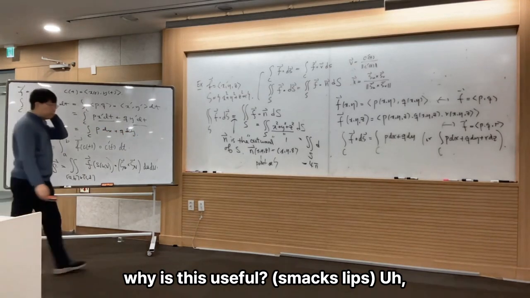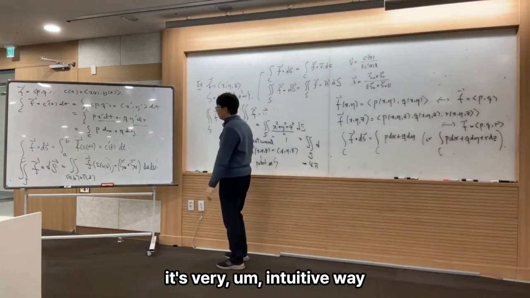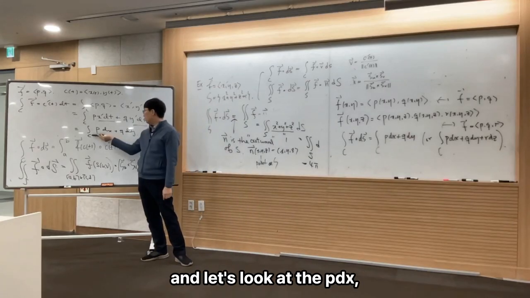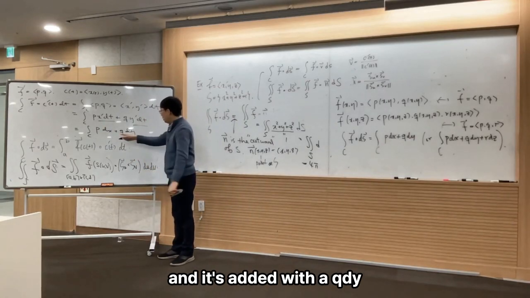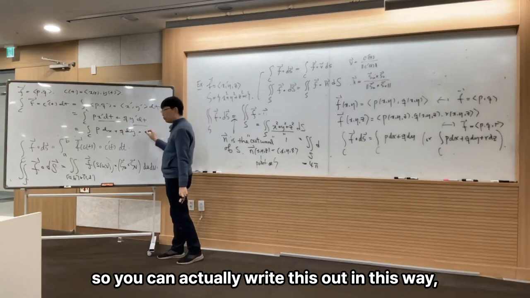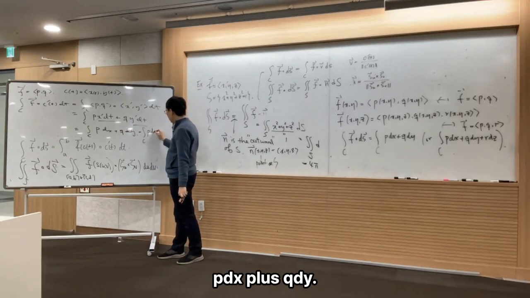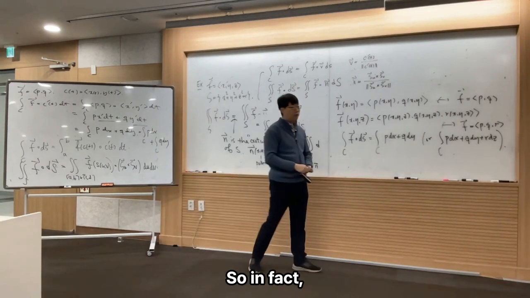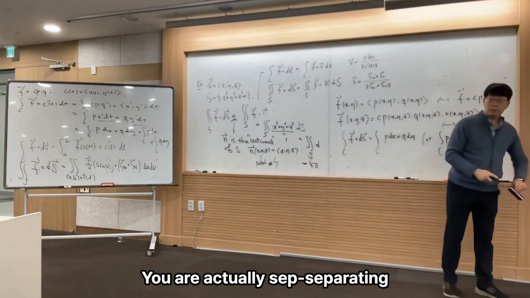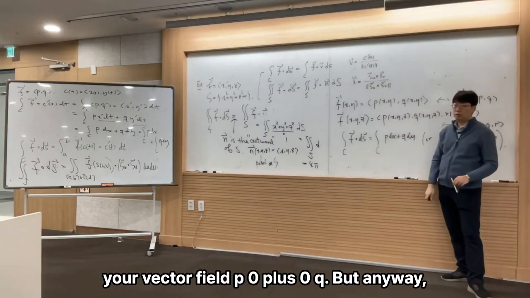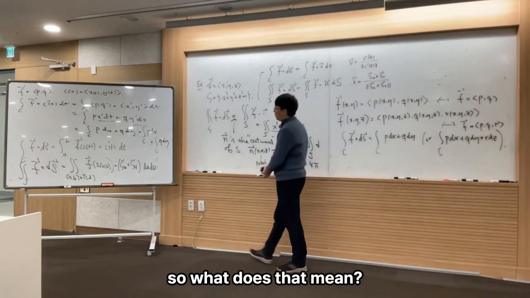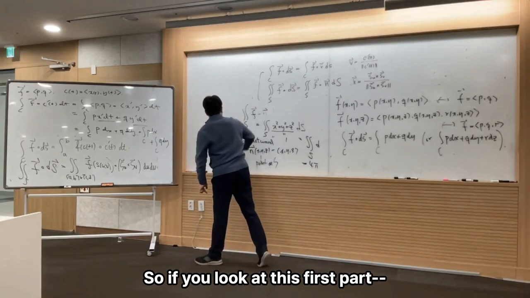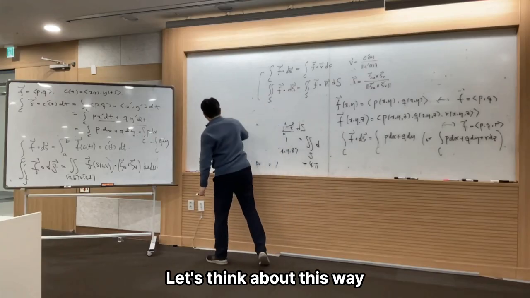So why is this useful? It's a very intuitive way of seeing what's going on. Look at this curve, and let's look at the P dx. It's added with a Q dy, so you can actually write this out as P dx plus Q dy. You can separate your integral. In fact, you're not really separating an integral, you're separating your vector field, (P, 0) plus (0, Q). But anyway, what does that mean? Let's think about this with an example.